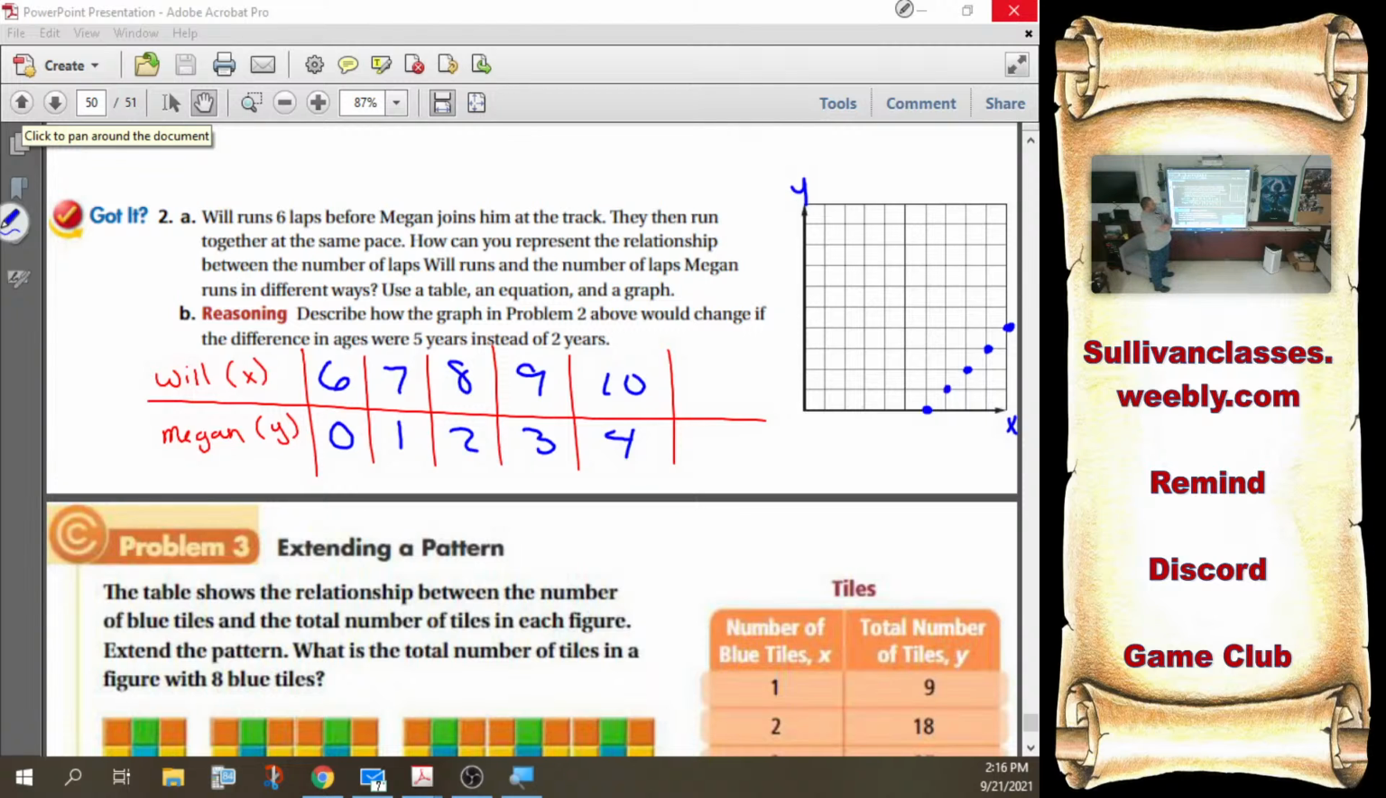Hey, you know this graph here that just has X and Y on it? Looks a little barren. What is X in this problem? No, X is Will. It's the amount of laps Will has run. There you go. Labels matter. Case in point.